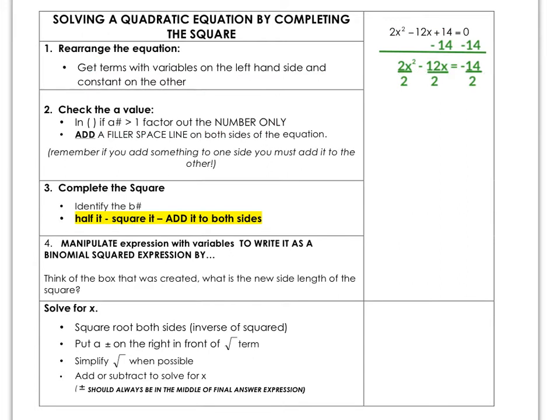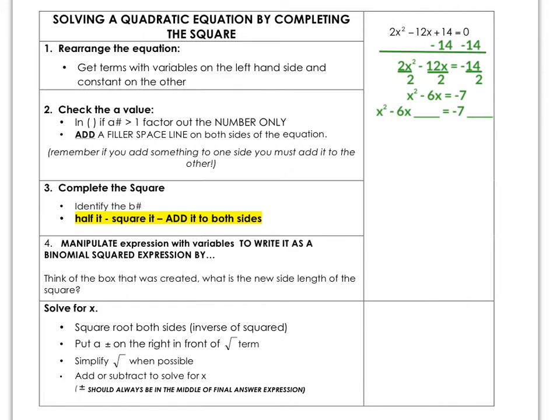Once I've divided all of the terms by 2, I end up with x squared minus 6x equals negative 7. You can choose to add the filler space in at that point or add it in afterwards as a second step. Okay, so at this point you can go ahead and draw the square if you would like to figure out how many I would need to add to both sides. You can use that space down below to do that.